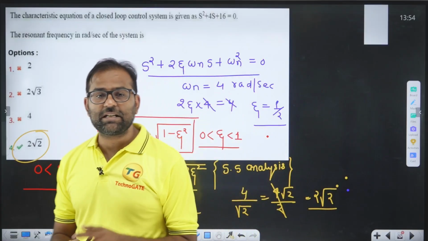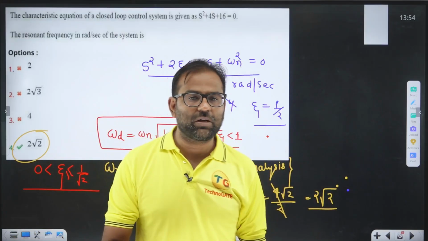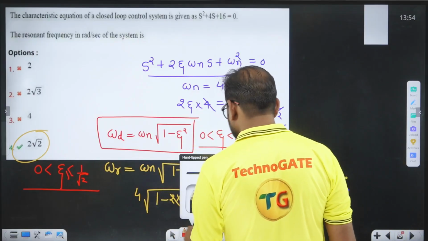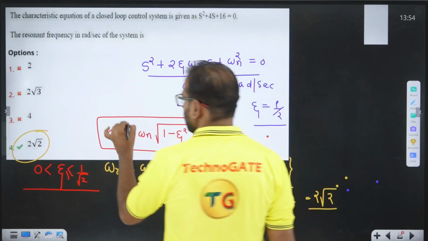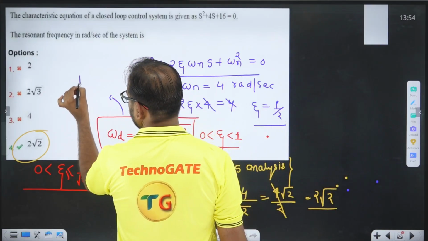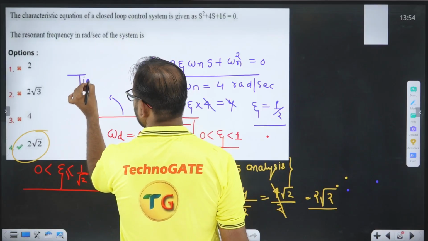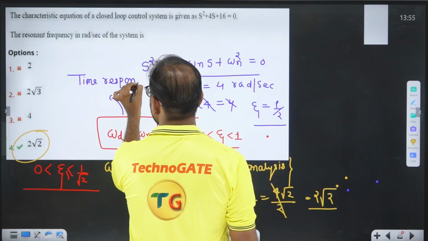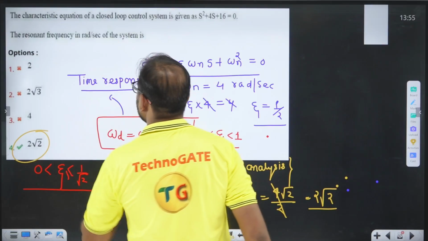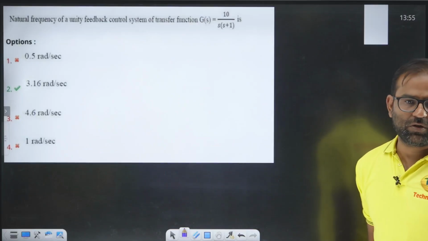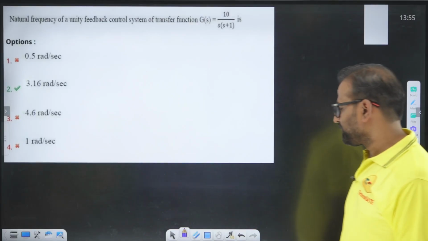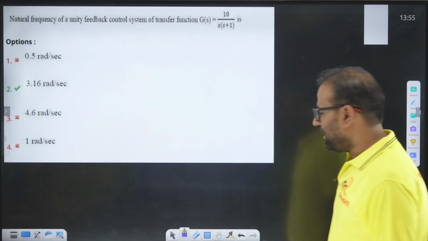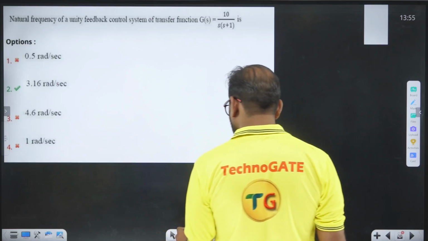This is the steady state response of the system, and the first one is what? The first one is the time response of the control system. This variable comes from the time response of the control system. Next, natural frequency of a unity feedback control system. They are saying that this is one unity feedback control system.